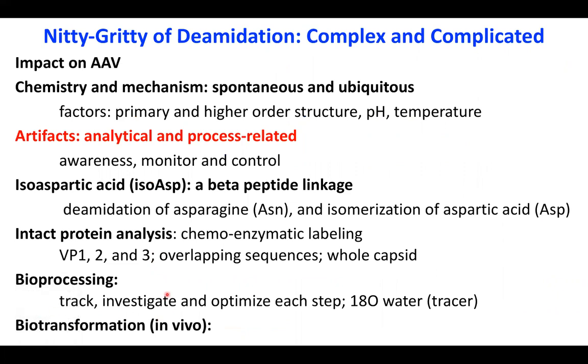Let me turn my laser pointer here. So I will briefly talk about the impact of deamidation on AAV, and then I will spend some time on the chemistry of deamidation and isosummarization, particularly the mechanisms and the factors affecting these processes. Then I will move on to the artifacts of these analyses. I think this is an area that has not been emphasized enough. And also share some good news, how we monitor the artifacts and how to control them.